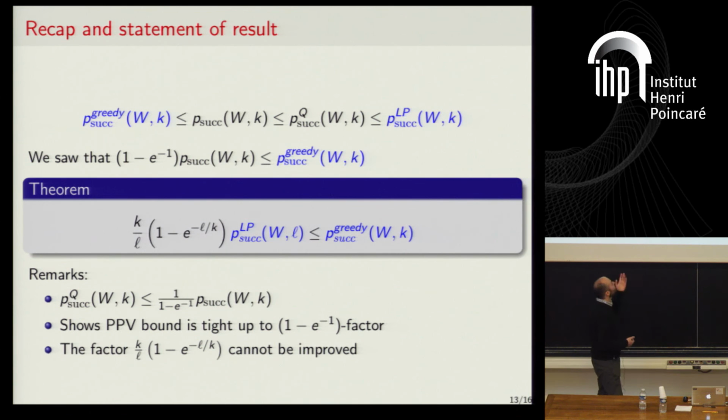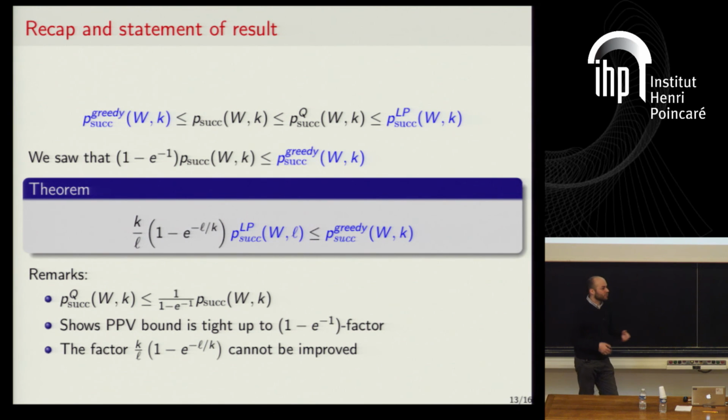P greedy is just whatever the greedy algorithm gives you. And what we saw before is that we can give a guarantee on how well the greedy algorithm performs: we can lower bound P greedy by 1 minus 1 over e times the optimal success probability. But this doesn't tell us much about the actual problem we were interested in, which is to relate the two middle quantities, the quantum version and the classical version.